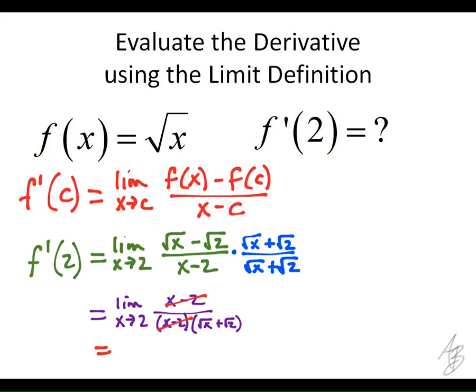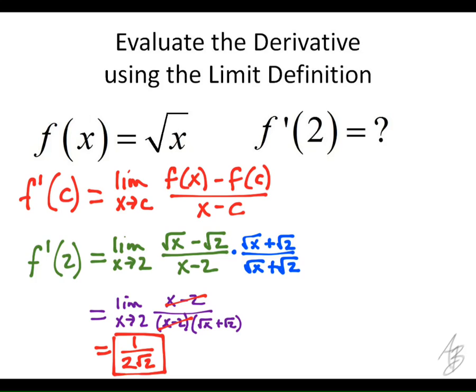Yes. So that's going to equal 1 over 2 square root of 2. Because we put 2 in for x, we get the square root of 2 plus the square root of 2 that's already there, and we get 2 square root of 2. Okay? We good with that? Does that make sense? Yes.